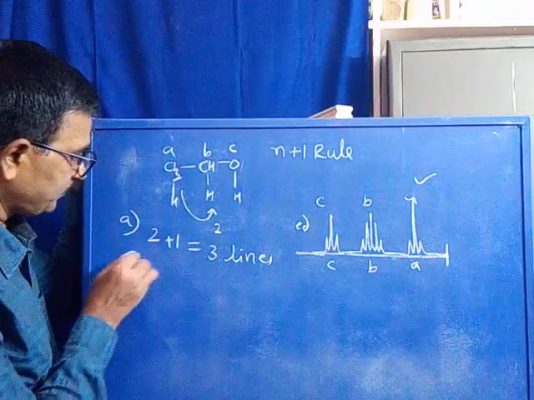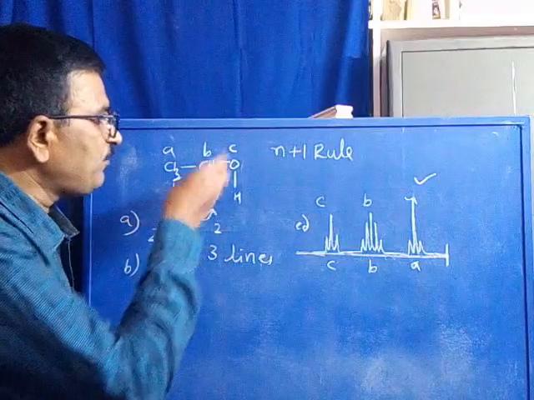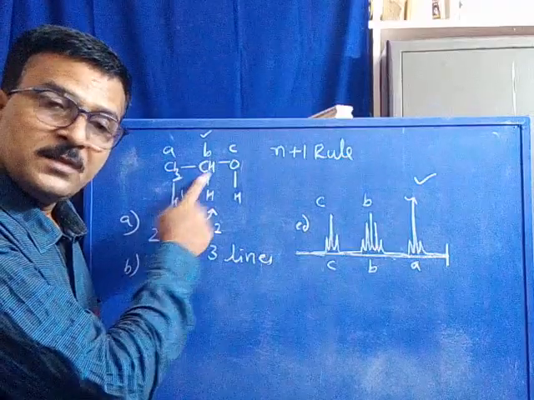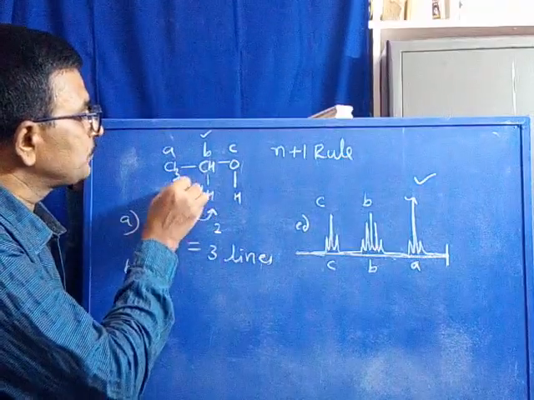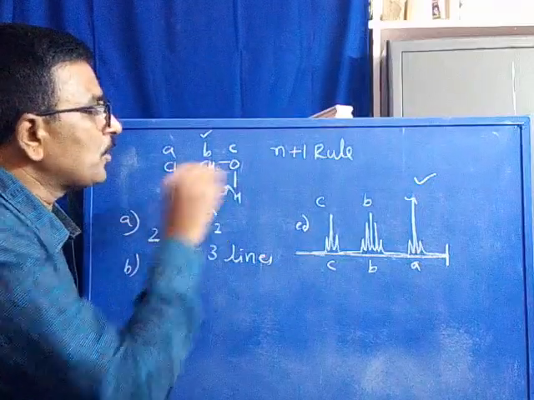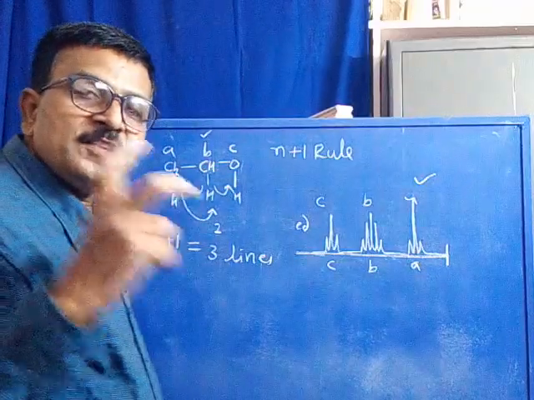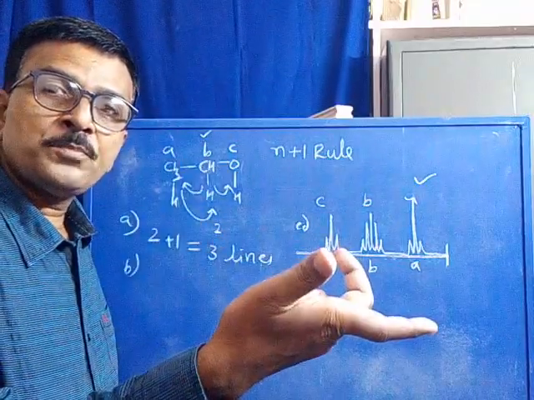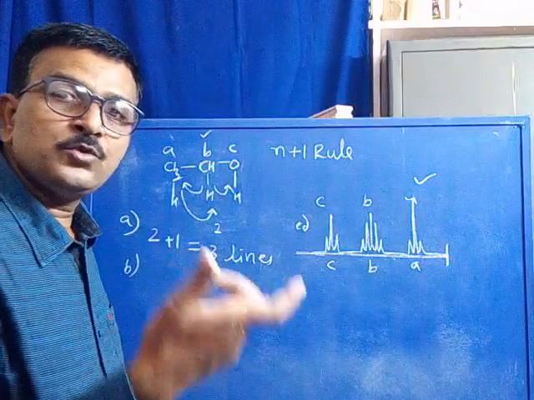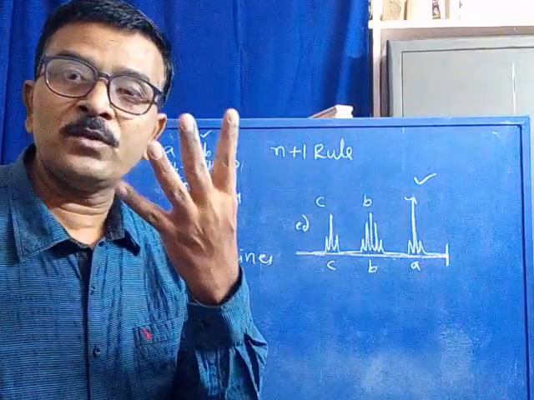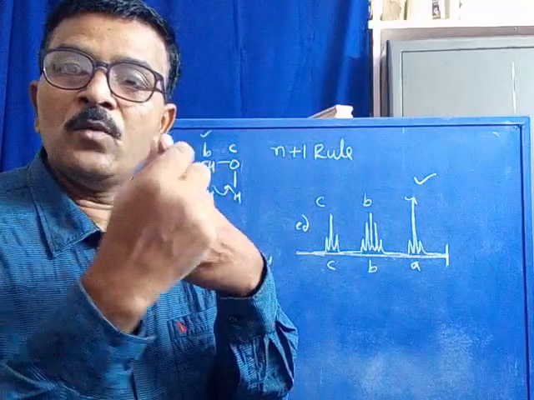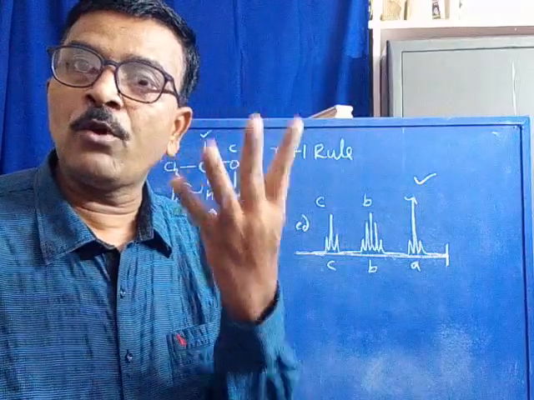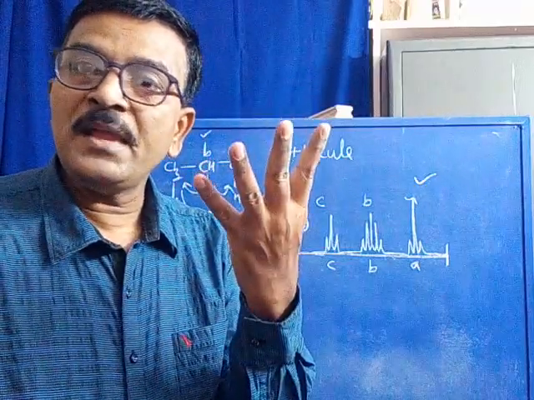Now coming to B. B means the signal for CH2 protons. A CH2 proton is coupled with both CH3 protons and also OH proton. That means a CH2 proton is coupled with 3 CH3 protons and 1 OH proton. The total couplings: the CH2 proton is coupled with a total of 4 hydrogens, 3 belonging to the CH3 group and 1 belonging to the OH group. Total 4 protons. It is involved in coupling with a total of 4 protons. For CH2, the n value will be 4.